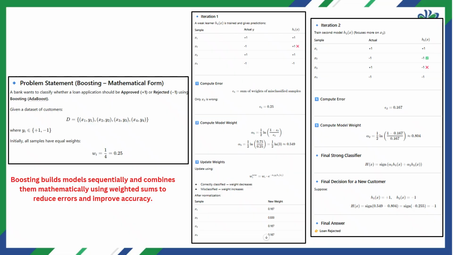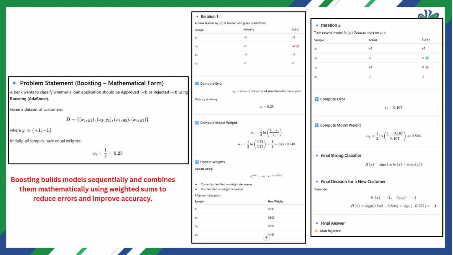Your x1, y1 values are given. All samples get equal weights: 1 divided by 4 yields 0.25. By following multiple iterations, we get the final strong classifier, and the final decision for a new customer is derived. As a result of this, a loan can be approved or rejected.